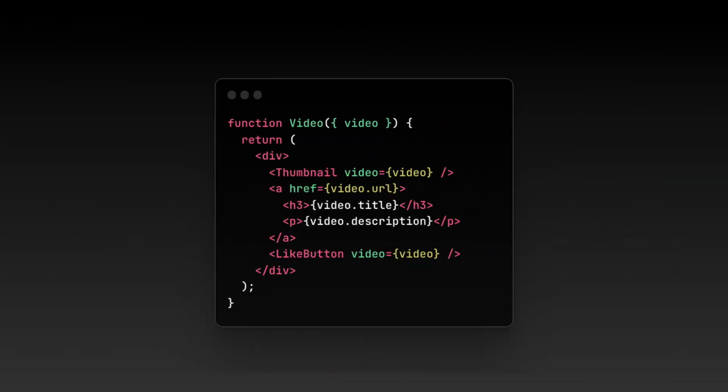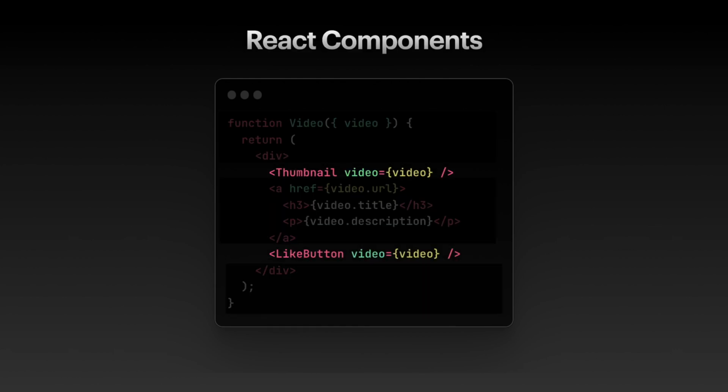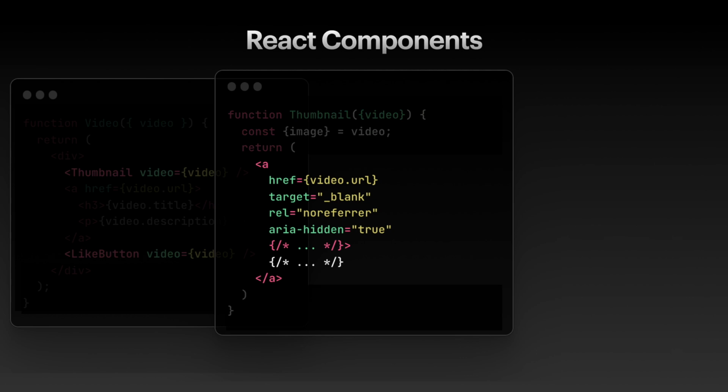Before we can understand server components, we have to understand regular components, like this one here. It returns some HTML elements, like a div, a link, and so on, and some nested React components too. And if we dig into those, we find even more HTML elements. All components eventually render to HTML.